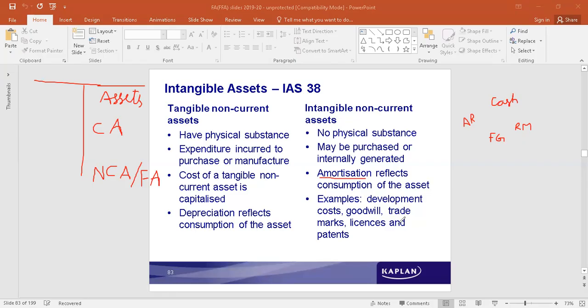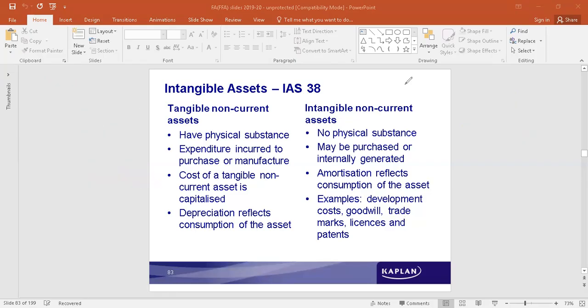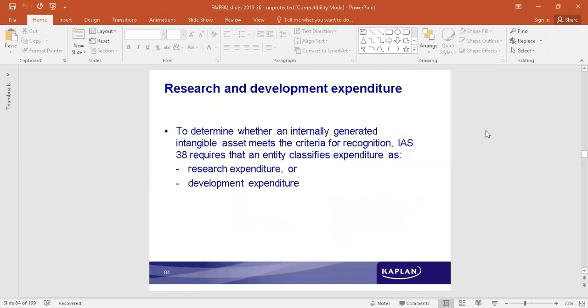Treatment wise, we charge a part of the assets to the profit and loss account, the income statement, but the term which is used is called amortization. Research and development costs. Research and development costs are incurred at the beginning of the life cycle of the organization. At that time, research and development costs are incurred.